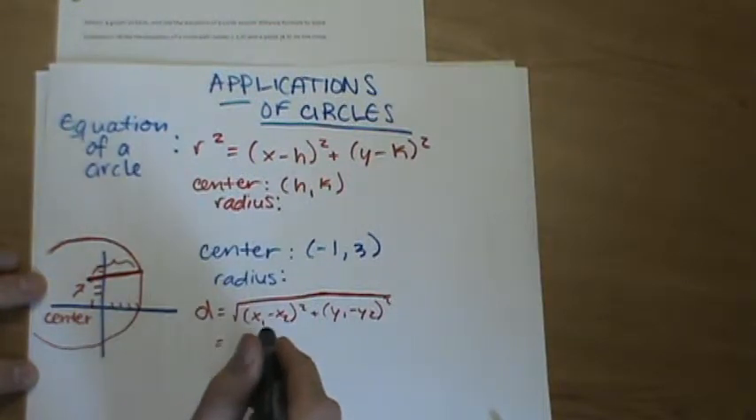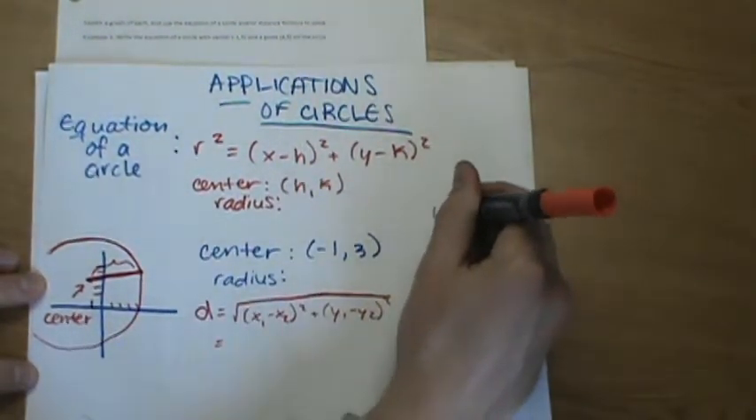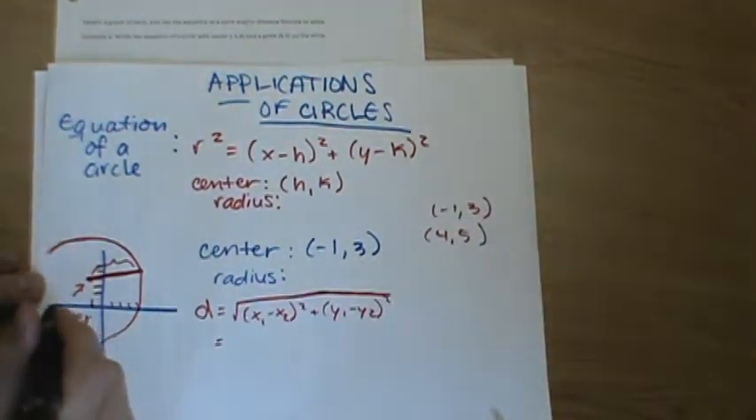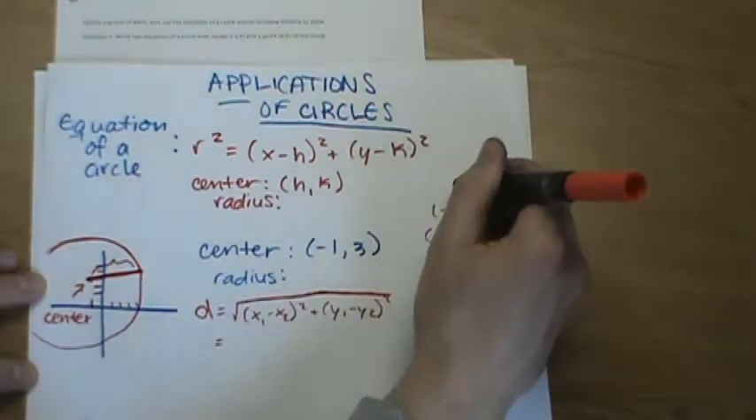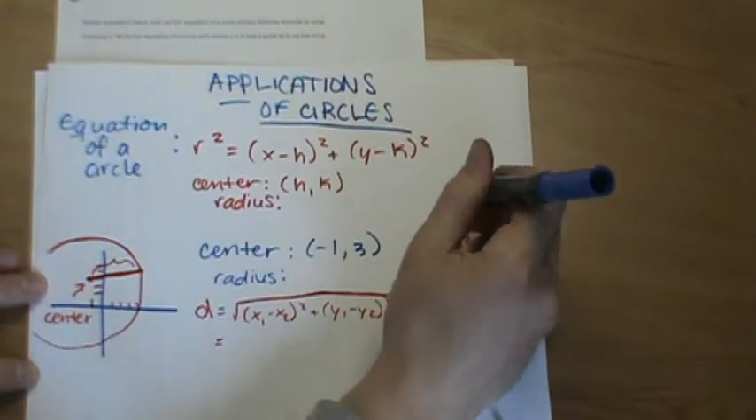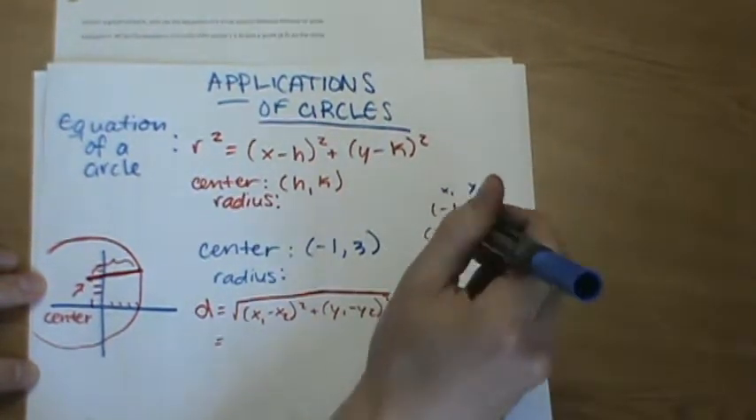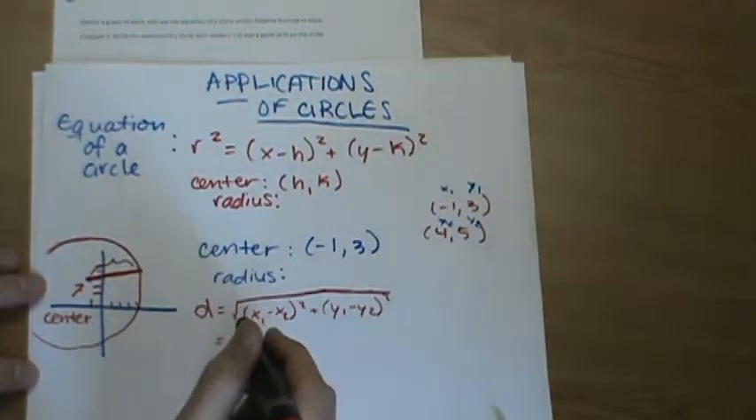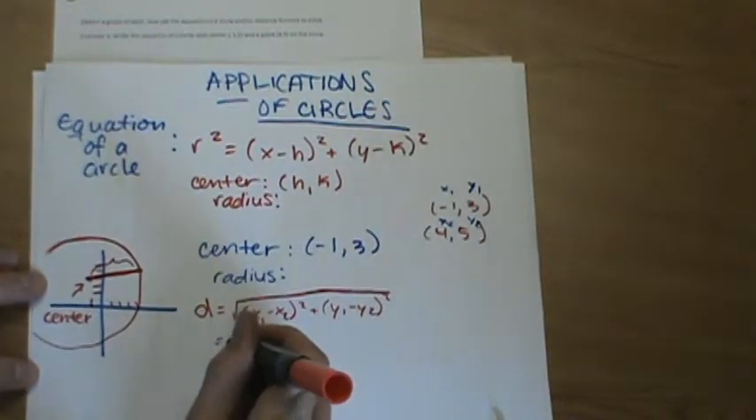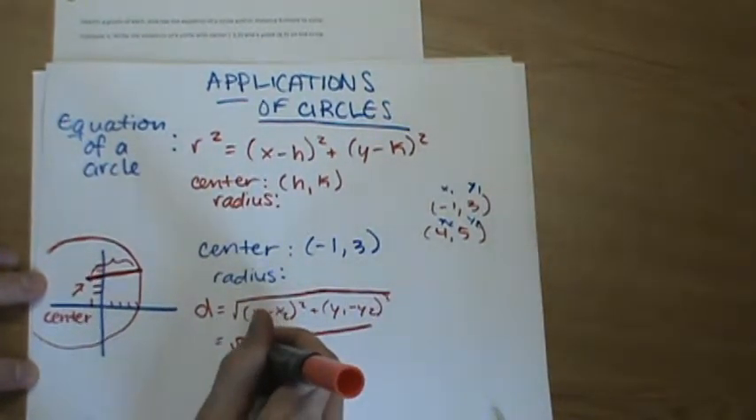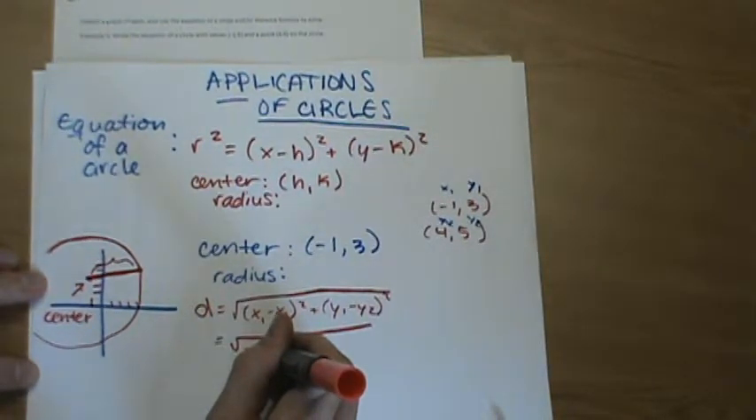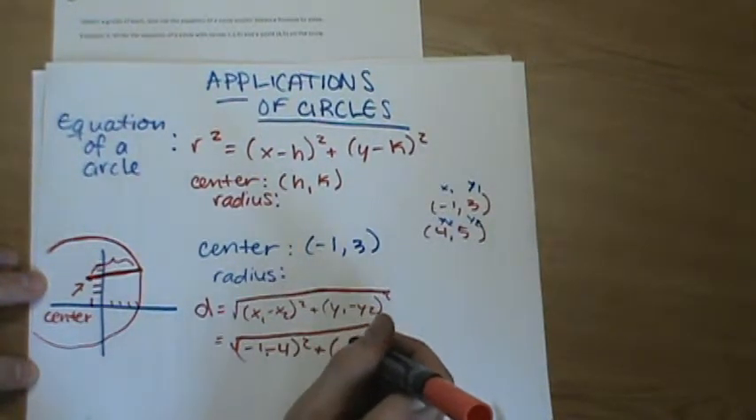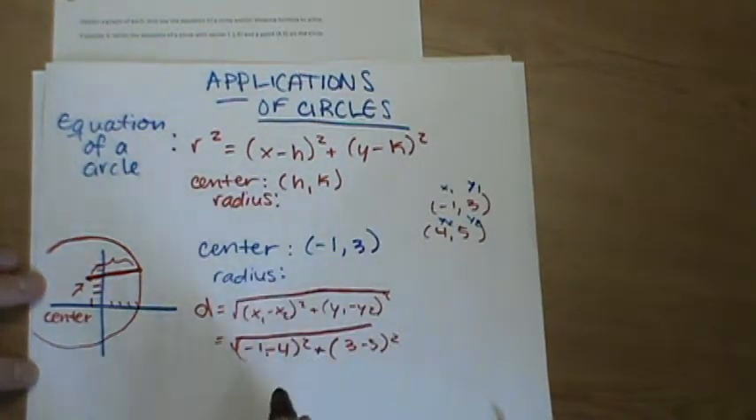I'm dealing with the points -1, 3 and 4, 5. Those are my 2 points I'm dealing with. So I'm going to label the first one as x1 and y1, and the second one as x2 and y2. So to fill in my distance formula right here, I'll write the square root of -1 minus 4 squared plus 3 minus 5 squared.